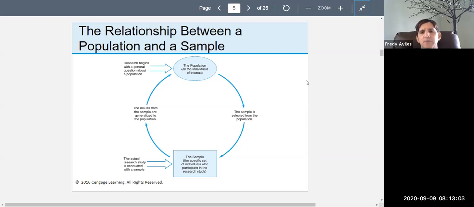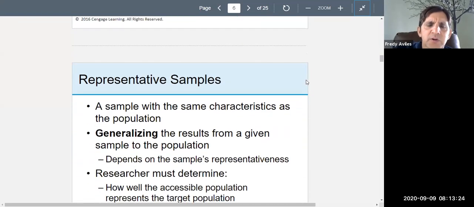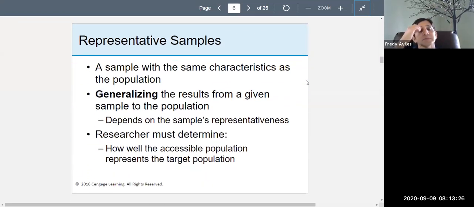I think it's simple enough already, and the visual might actually even make it more complicated. But the point is, you select the sample from the population, and then you do the study with the sample, and then the results that you obtain with that sample are then used to say something about the population. That's called generalization. And hopefully you've heard about that before. It's not a difficult concept.